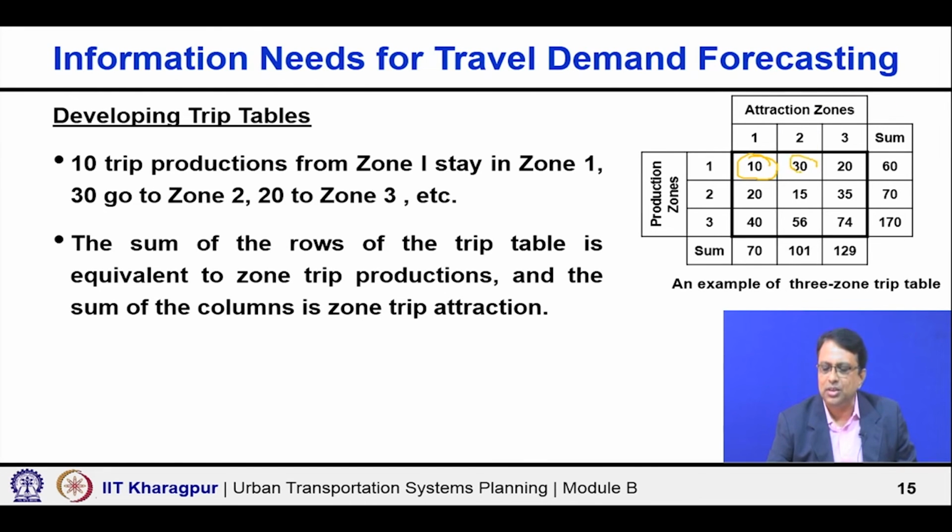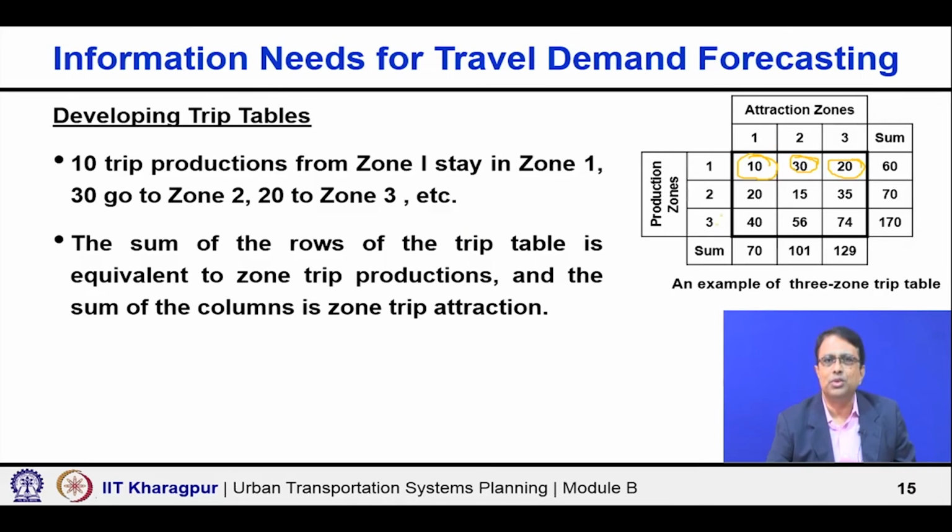These are the 30 trips which are going to zone 2, and these are the 20 trips which are getting generated in zone 1, but getting attracted to zone 3, right. So, this kind of trip table we get. The sum of the rows of the trip table is equivalent to zone trip production.